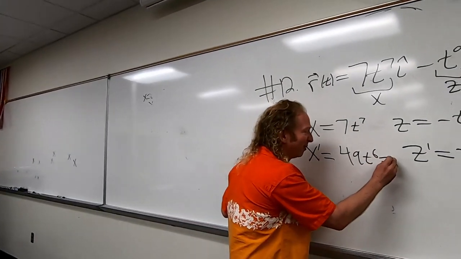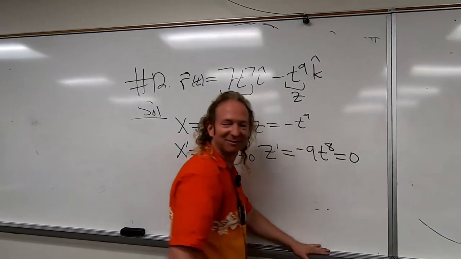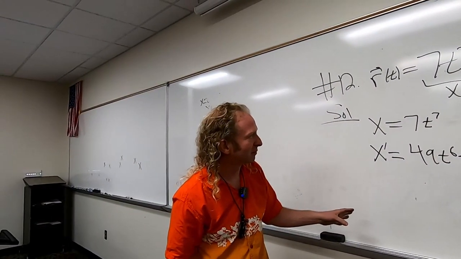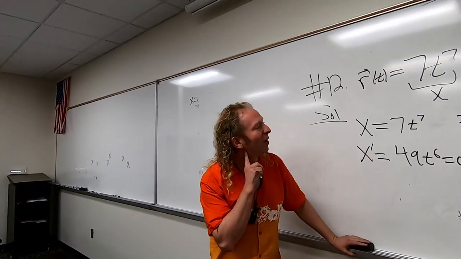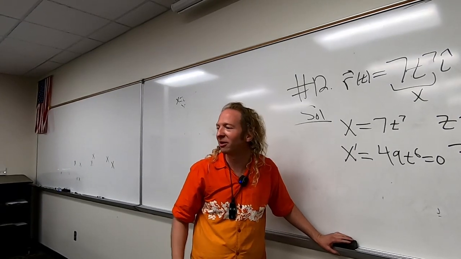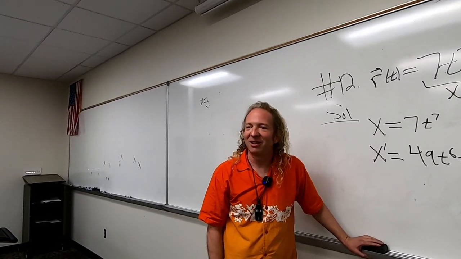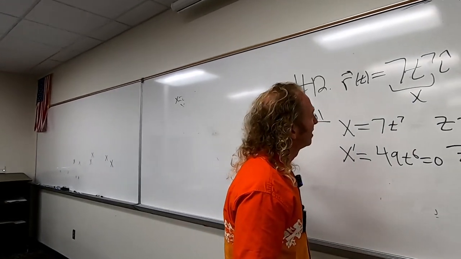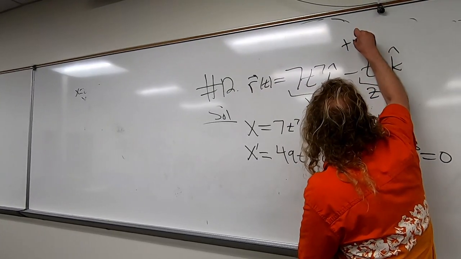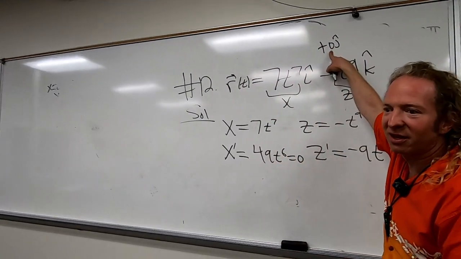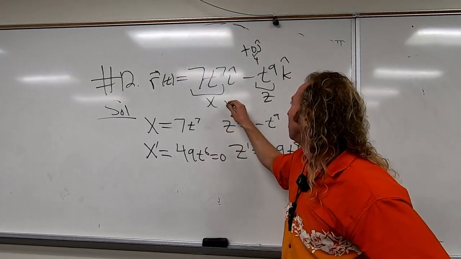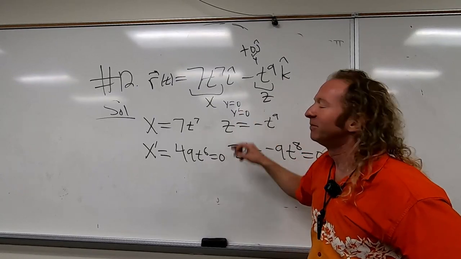They set them both equal to 0. That doesn't make any difference, but should you add y equals 0 or anything? Wait a minute, I did the whole problem wrong. Technically he's right. It doesn't matter because it's going to be 0 anyway, but technically I'm supposed to have a y here, and y is equal to 0, and y prime is equal to 0.